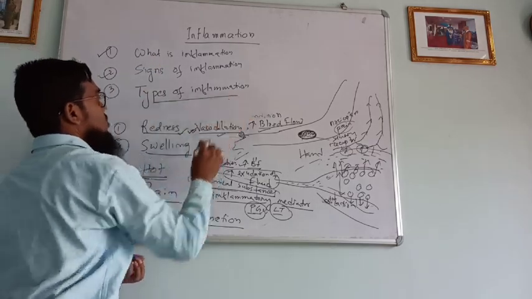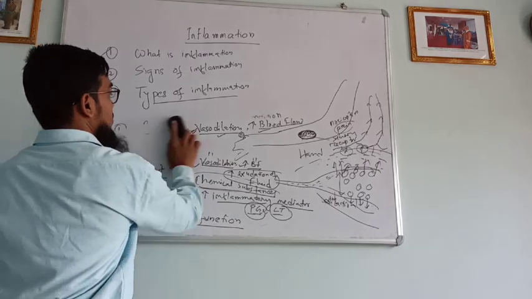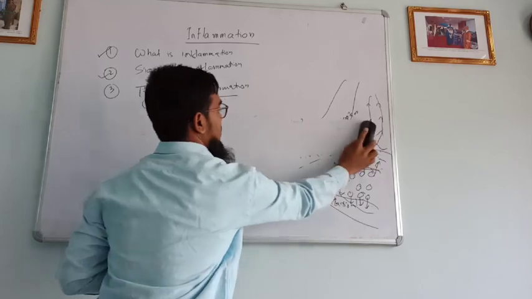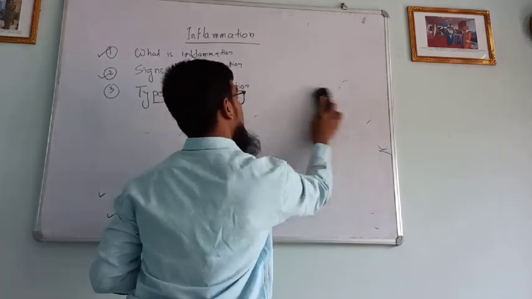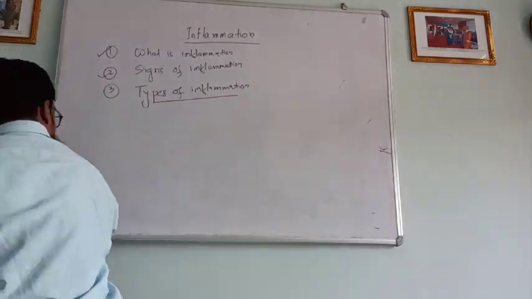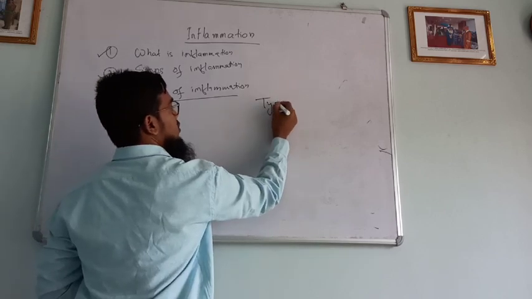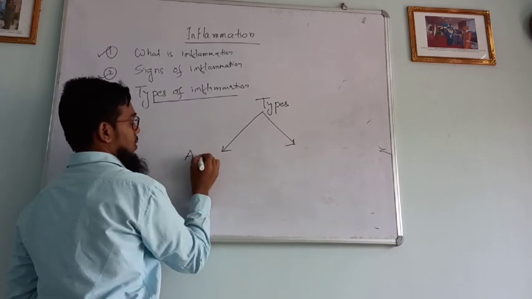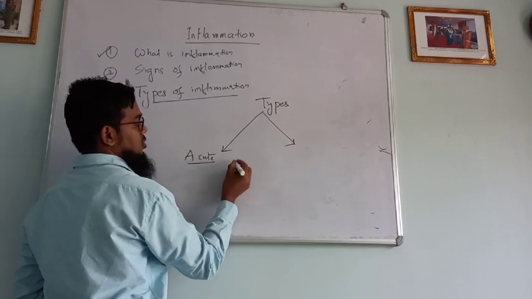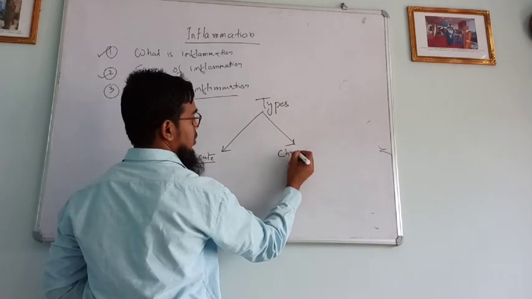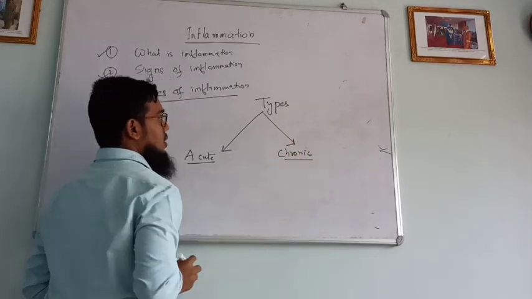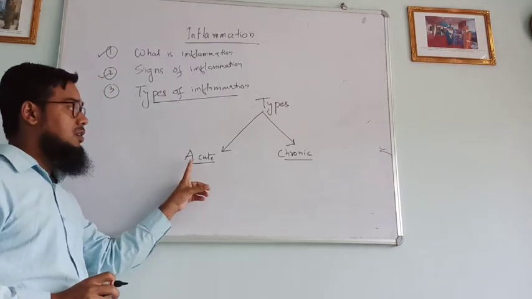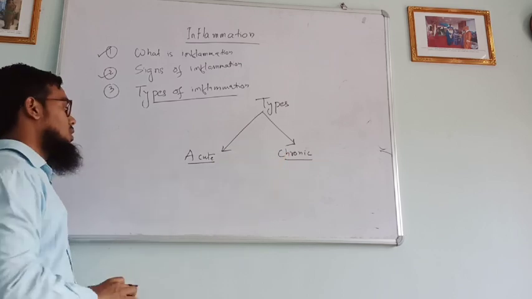Now we will discuss the types of inflammation. What are the types of inflammation? There are commonly two types: acute inflammation and chronic inflammation. What is acute inflammation? The other is called chronic inflammation.